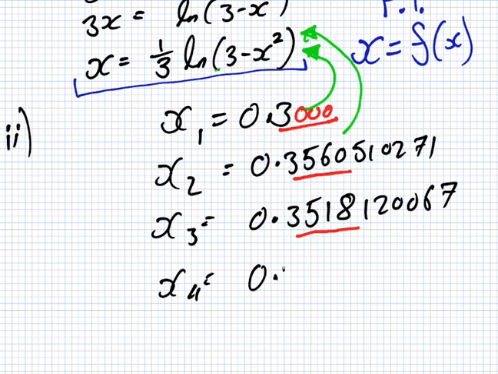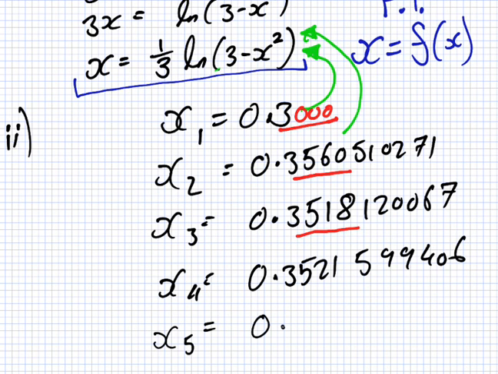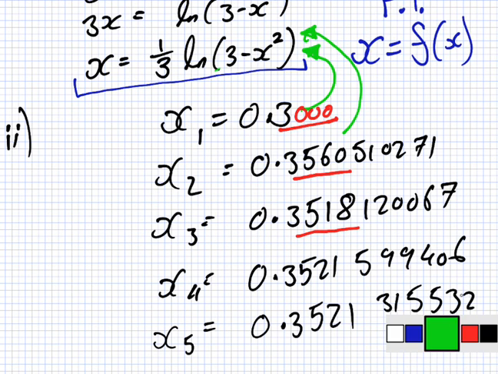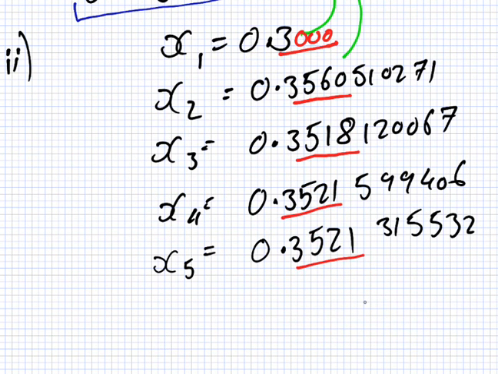x4 equals 0.3521599406. Now I think I'm finished because when I look at the next one, 0.3521315532, it's not changing. 3521, 3521, 3521, yep, it's fixed. So x is approximately 0.3521 to 4 decimal places.